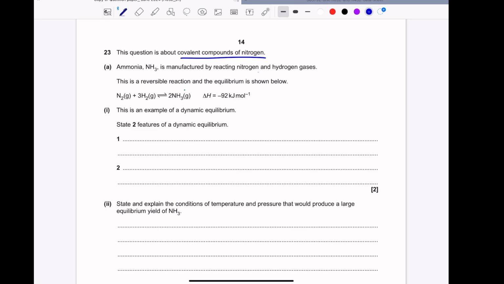Question 23 is about covalent compounds of nitrogen. Ammonia is manufactured by reacting nitrogen and hydrogen gases. This is a reversible reaction, and the equilibrium is shown below. This is an example of a dynamic equilibrium.